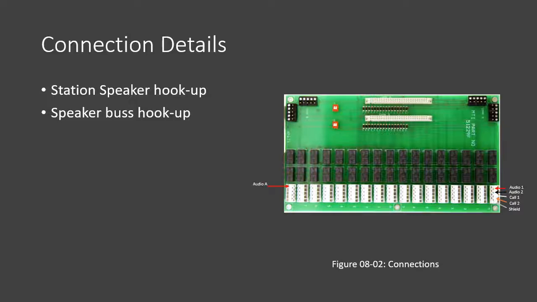And then for the audio bus to your amps, you have two different connections for two different amplifiers, or two different connections within the same terminal for two different amplifiers. You have audio A plus and minus, and audio B plus and minus, and then the shared shield for both of those amps. That is the last terminal there.